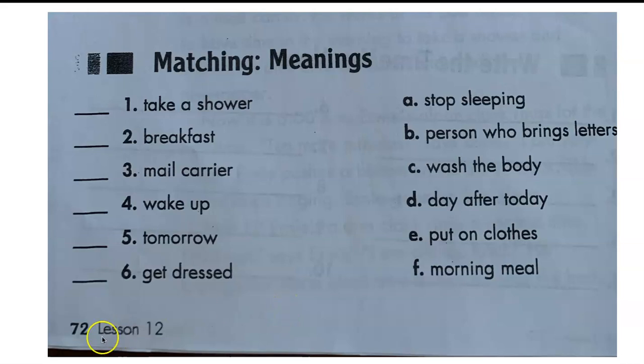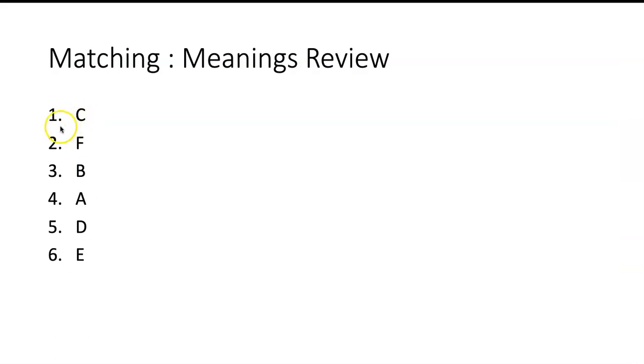Okay, so now that you come back, we are going to review your answers. So number 1, letter C. Number 2, letter F. Number 3, letter B. Number 4, letter A. Number 5, letter D. Number 6, letter E. Okay? If you have it this way, perfect. If not, only review one more time.